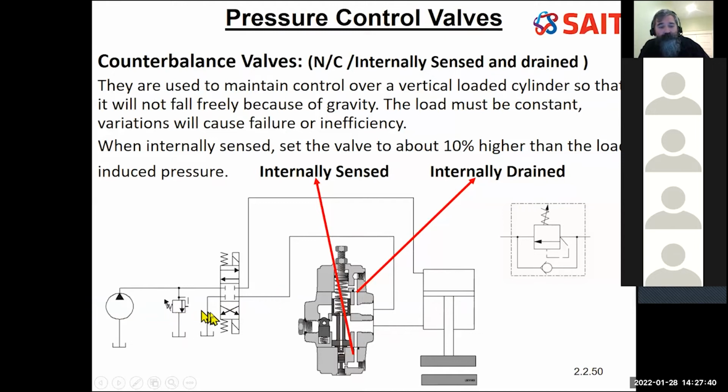In the reverse direction, I pump the fluid through, pushes the check valve open, lifts my load up. So I've got drawn here the valve configuration, an internally sensed pressure line. And then I've got a check valve for the reverse flow. So this is good for holding a load up in place.